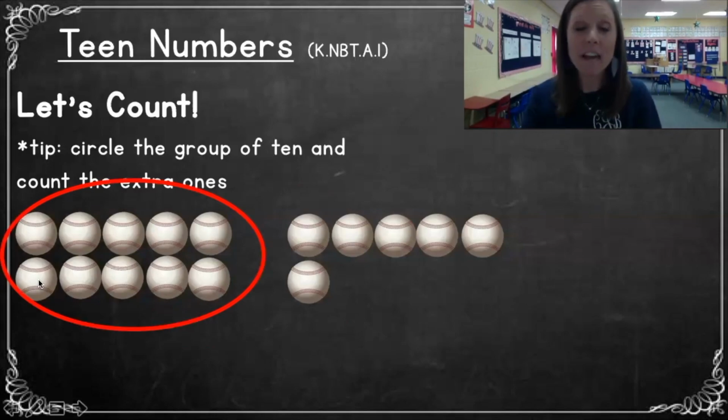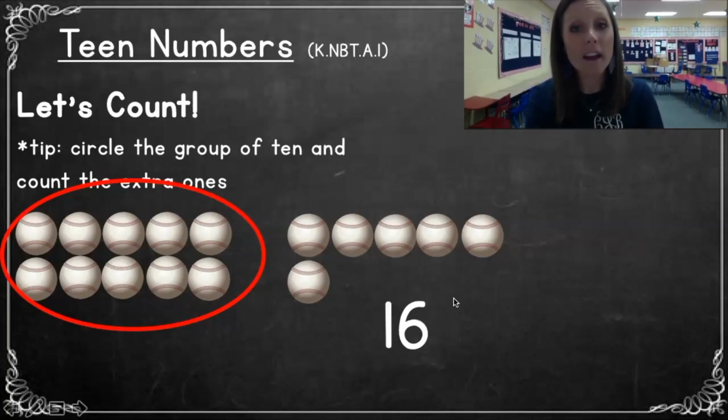There's a group of 10, and I've circled it. Now my mind can move on to the ones that I have left, the extra ones. Let's count those. 1, 2, 3, 4, 5, 6. A group of 10 and 6 extra ones is written like this, a 1 and a 6, and that makes the number 16. If I want to, I can start with 10 because I've already circled that group and I know that it's 10, so I don't have to go back and recount it. I can say 10, and then keep counting on 11, 12, 13, 14, 15, 16. A 1 and a 6, 16.